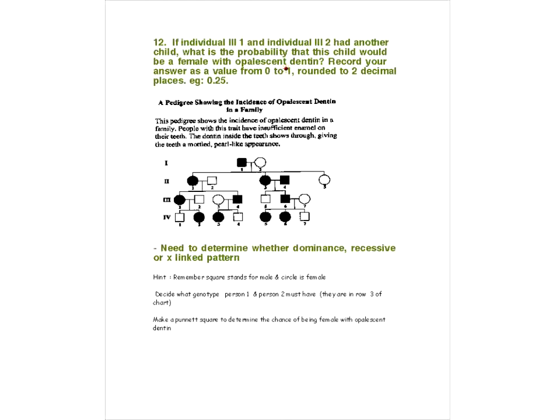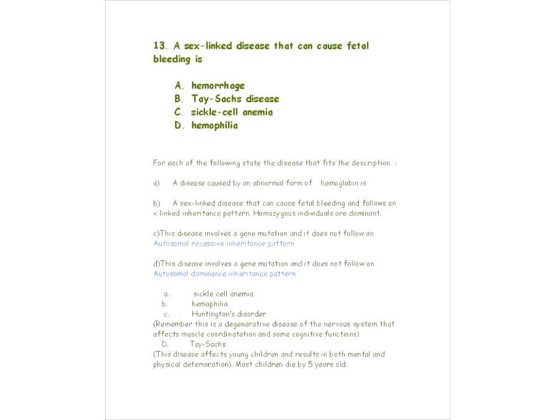So again, if we're going to figure out that probability, we're just looking at the females, right? Okay. So we want to record our answer as a value between 0 and 1, some sort of decimal. All right. So we're looking for the chance of being female with opalescent dentin. So on to the next question.